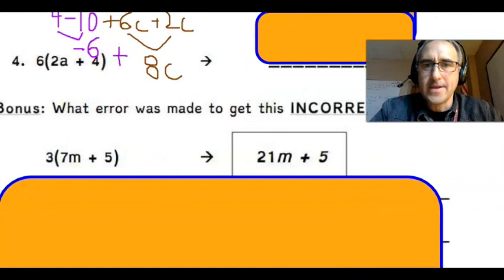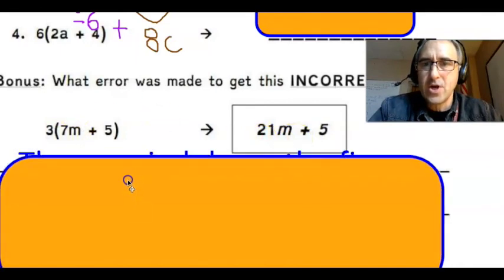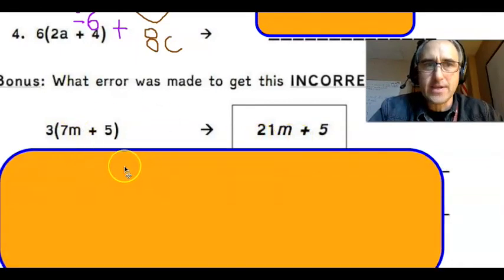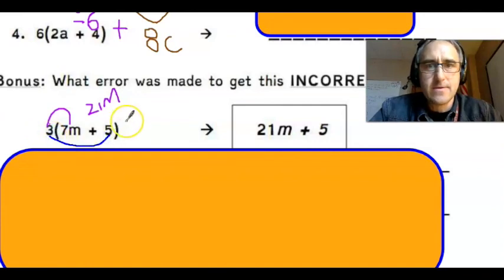Correct. One last one. Correct the error. This is the wrong answer. In order to figure out what's the correct answer, we need to do the problem, and we write the correct answer here. So I need to do the problem. I'm going to distribute. That means multiply the 3 times both pieces. 3 times 7 is 21m. And then with my dolphin jump, 3 times 5 is 15.